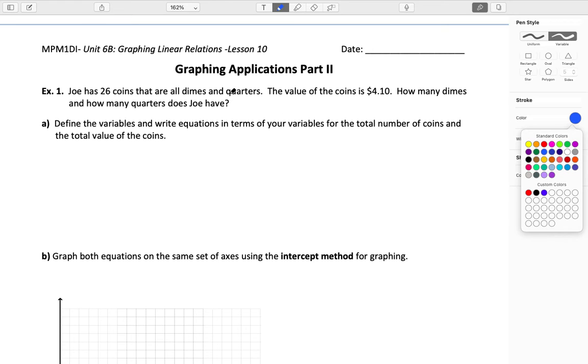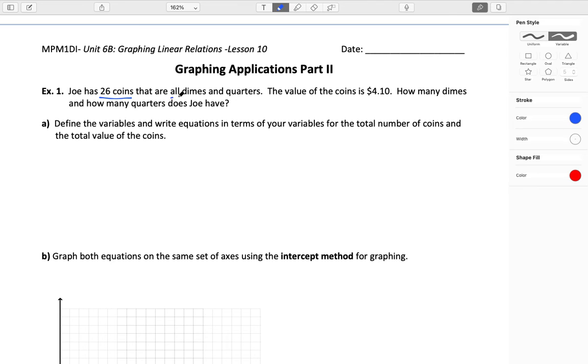Now let's see. So this is lesson number 10, which is graphing application part 2. It's the same idea. Let's take a look. So Joe has 26 coins that are all dimes and quarters. The value of the coins is 410. How many dimes and how many quarters does Joe have?